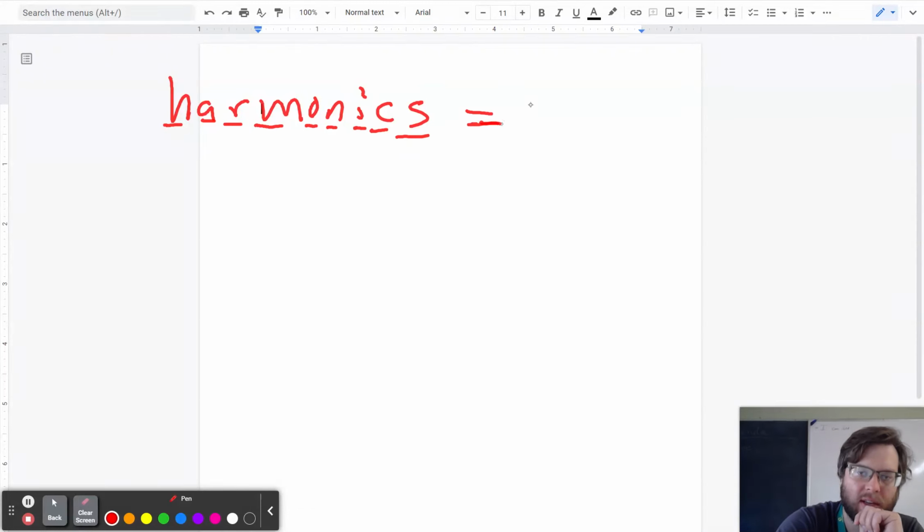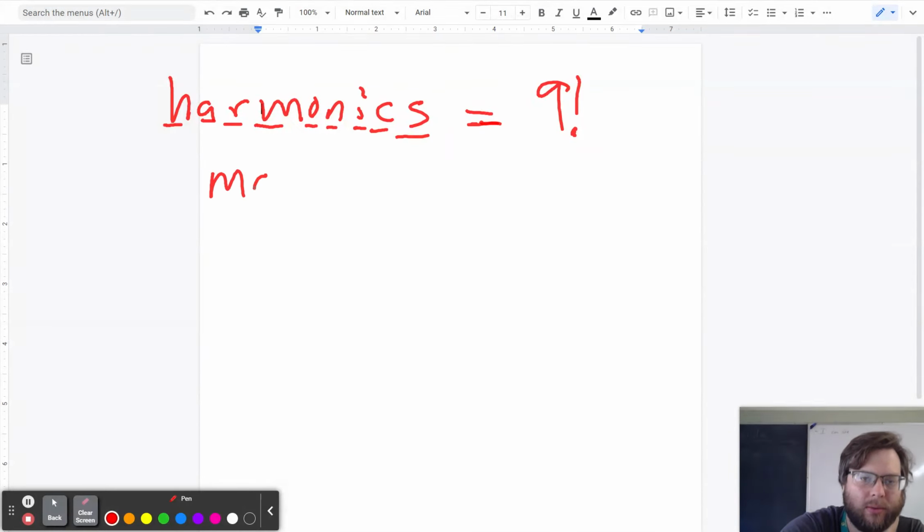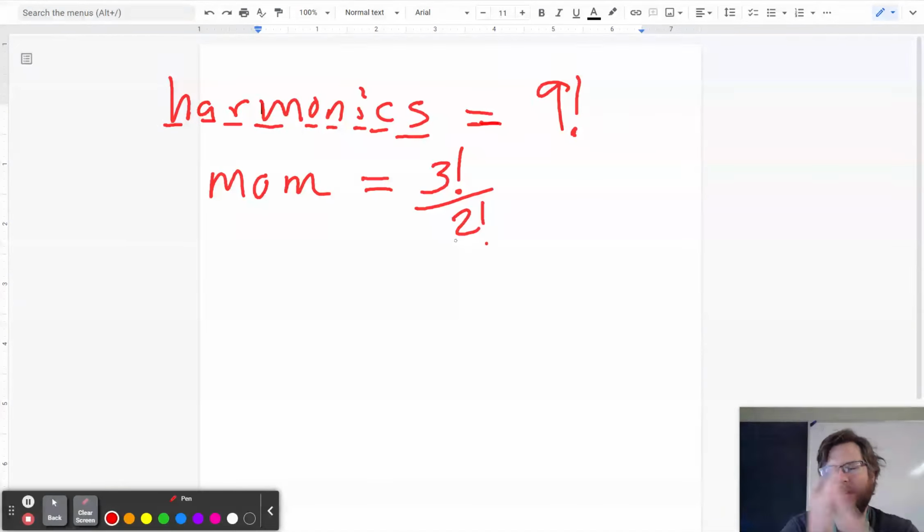And so that means that there's 9 choices for the first letter, 8 choices remaining, 7, 6, 5. So that's just 9 factorial. If we had a word that did have repeated letters, like the word mom, for example, then we would take the 3 factorial ways of arranging all those letters and divide it by 2 factorial, because those are all the ways of arranging the repetitions there.